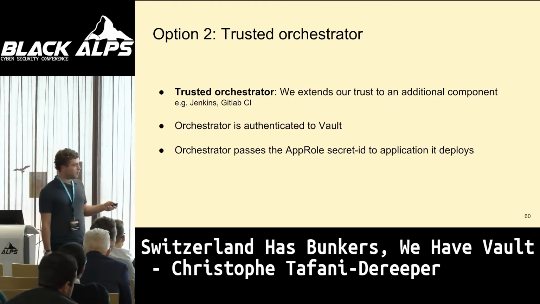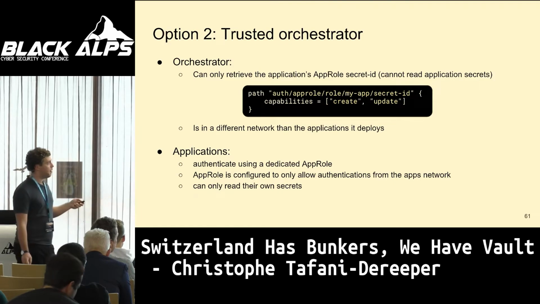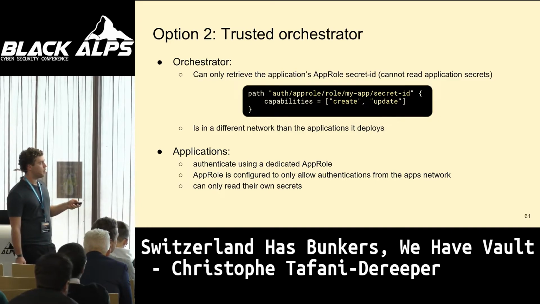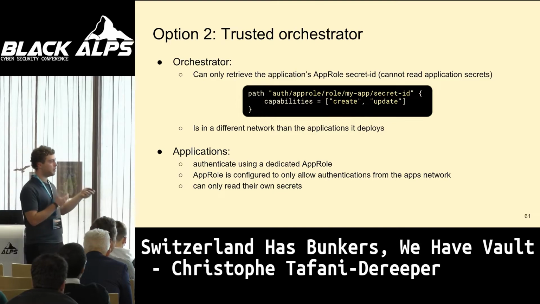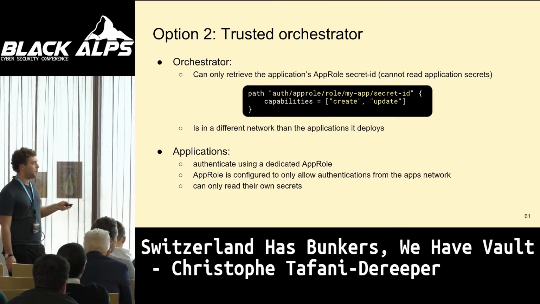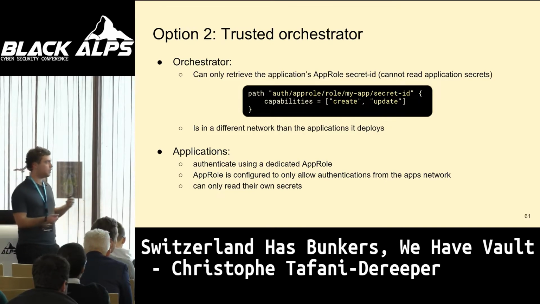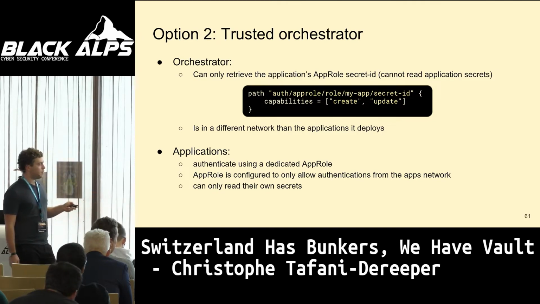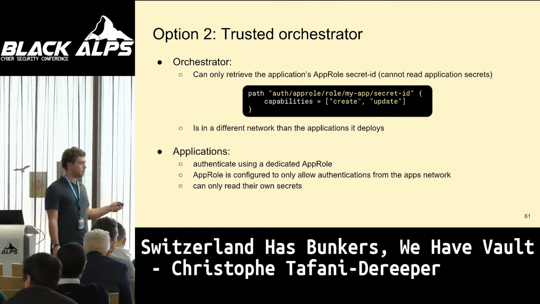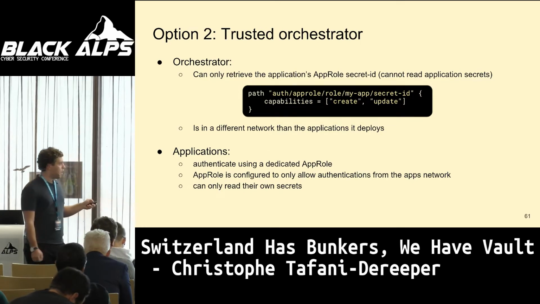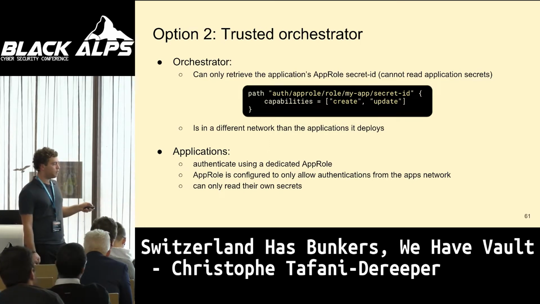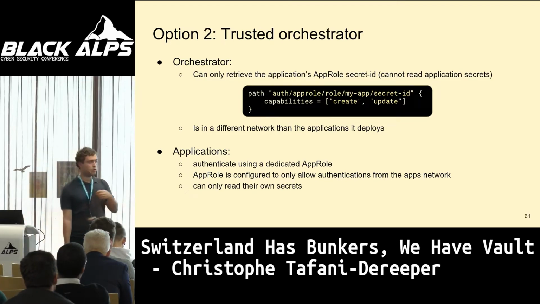So the way we can do it, for instance, is by having an orchestrator which can only retrieve the application secret ID. So we only give it the rights on this path, which says basically, I want you to be able to read the secret ID from the application, but you cannot read any secret. So you won't be able to read anything from the application secrets. Then we put it inside a different network than the application it deploys, and we'll see why in a few seconds. And then we have our applications authenticate with Vault using a dedicated app role. So they have a dedicated role that says what secrets they are allowed to access.